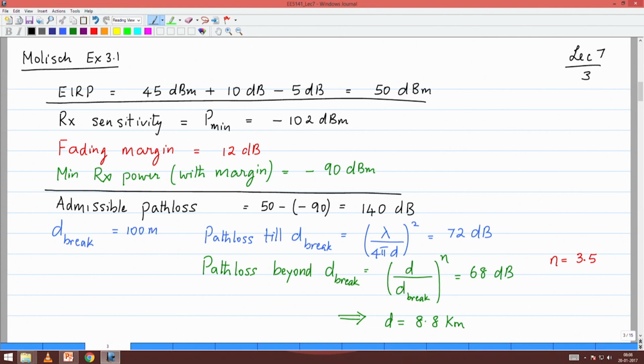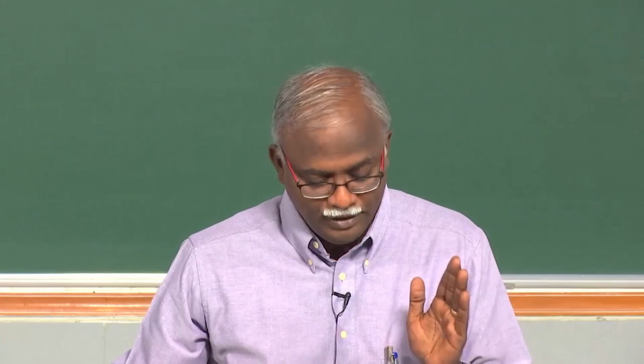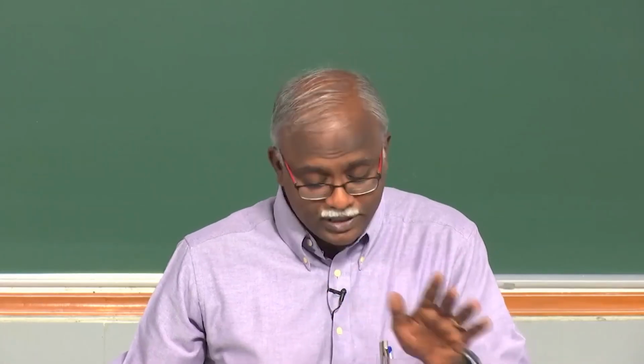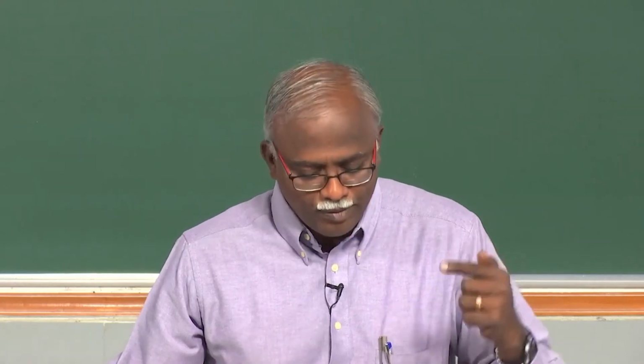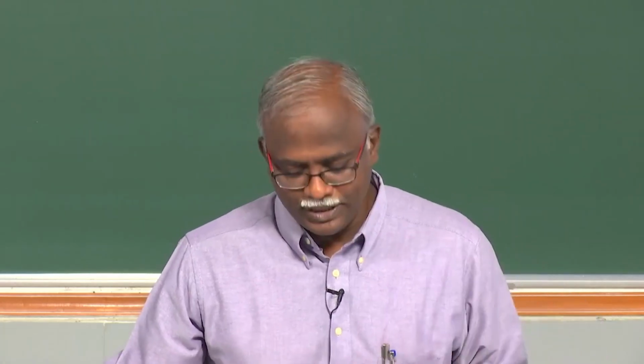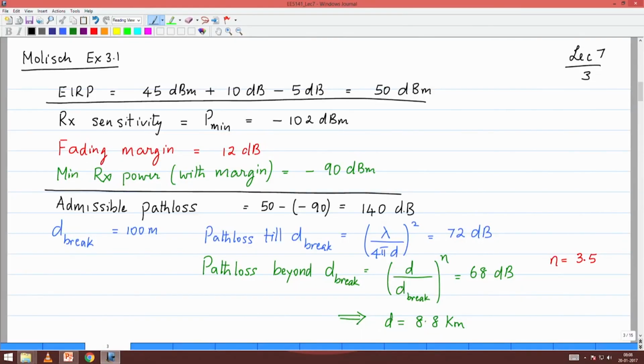The minimum receiver sensitivity is minus 102. I must make sure that I am coming at a signal level higher, 12 dB higher, in order for me to have the 12 dB margin. So if I add 12 dB, that means the minimum received signal power. It's not sensitivity, since your receiver will still receive at minus 102, but you have to design your system so that the minimum received power, including the margin, is at minus 90 dBm. Okay. So transmit minus receive is 140 dB.